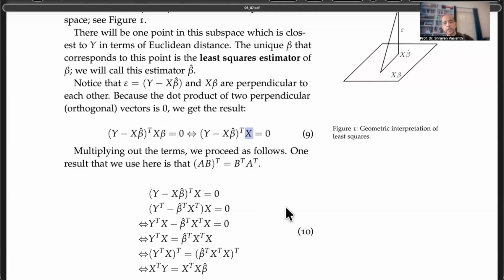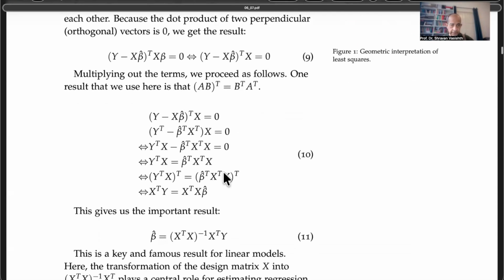Now I'm going to use a result from matrix algebra that if you have two matrices A and B in brackets, and you take the transpose of that, you can remove the brackets, but then you have to flip the two matrices. This is a standard result in matrix algebra. So AB transposed becomes B transposed, A transposed. Here we have that same situation: y minus x beta hat transposed times x.